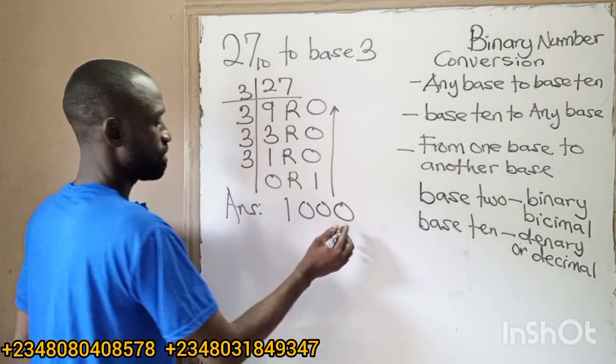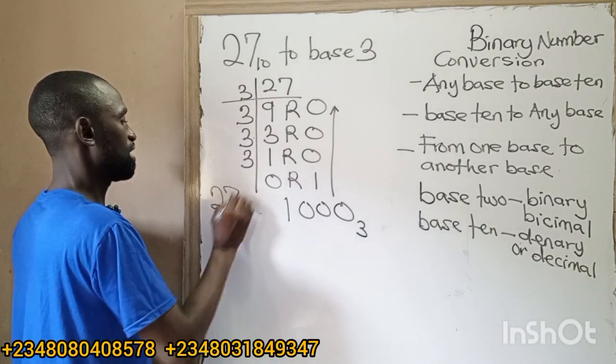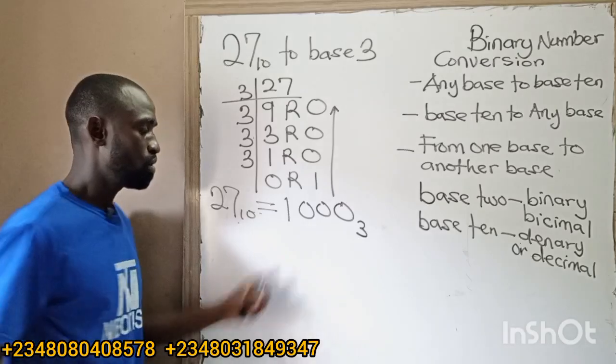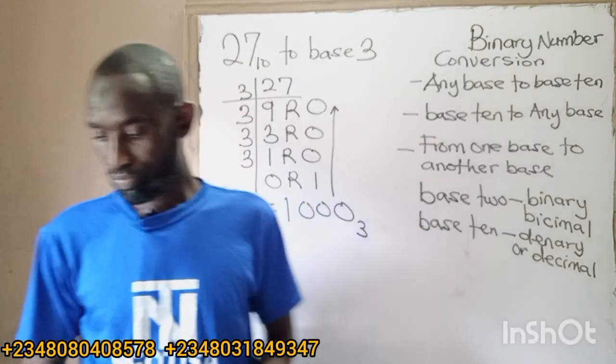Okay? So base what? Base 3. So here we have 27 base 10. 27 base 10 is equal to what now? 1000 base 3. That's the first one.